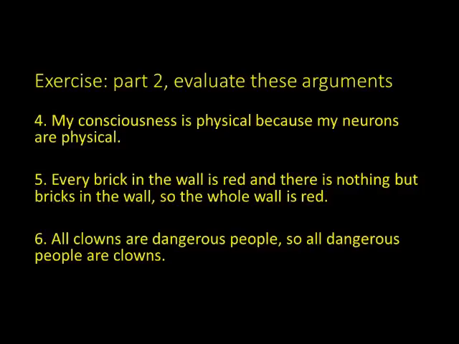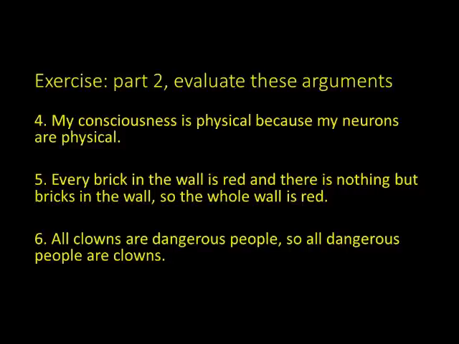Now number 4 and 5 are tricky. Number 4 says my consciousness is physical because my neurons are physical. So let's put it into form. X has this quality because its parts have this quality, or its causes have this quality. Now this is not a formal fallacy because you have to think about the content. Number 4 is actually an informal fallacy. Okay, it's the fallacy of composition that we learned in the video called 22 Common Fallacies.